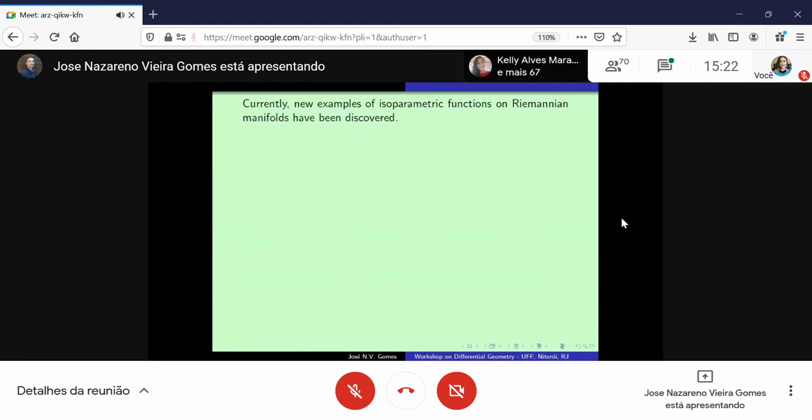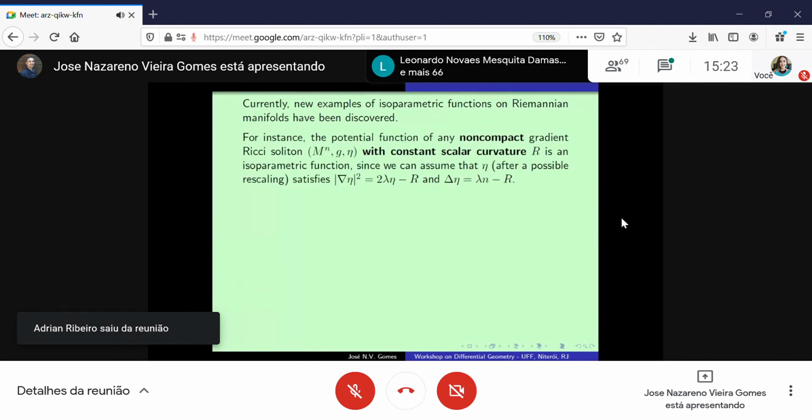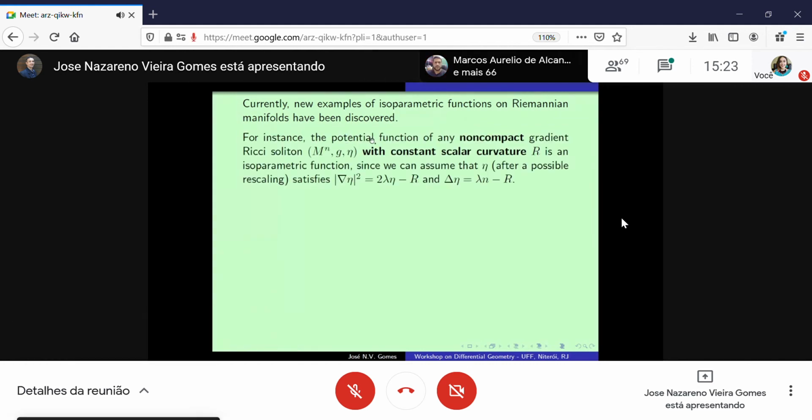Currently, new examples of isoparametric functions on Riemannian manifolds have been discovered. For instance, the potential function of a non-compact gradient Ricci soliton with constant scalar curvature is an isoparametric function, since we can assume that f, after a possible rescaling, satisfies this equation and this one.